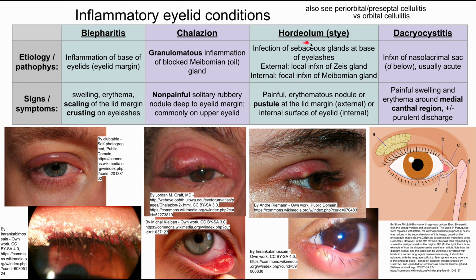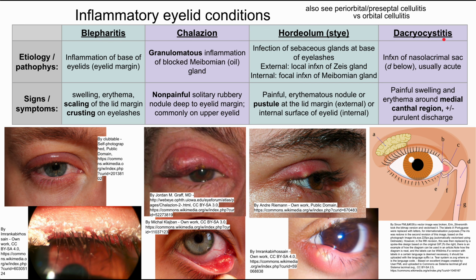Next is Hordeolum. This is commonly known as a stye. It's an infection of the sebaceous glands at the base of the eyelashes. So you can see that there's like a little painful pustule or nodule. It's red, probably with some pus in it, at the eyelid margin. You can have them internal and external. The glands that they infect are different based on if it's internal or external, but that's not super important. Here's one, or these are both external in these pictures. Here's one that seems to have a couple pustules with pus inside of them.